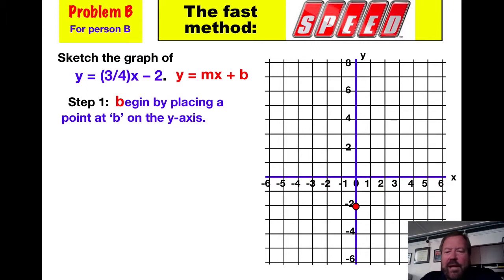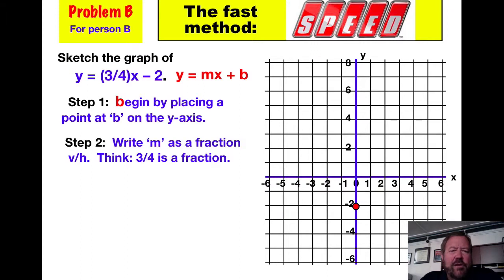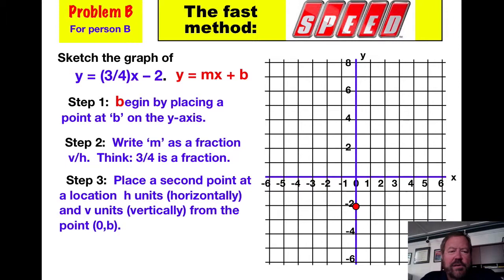So we plot the point at -2. The slope is already a fraction, 3/4, so we're going to move 4 units horizontally and 3 units vertically.